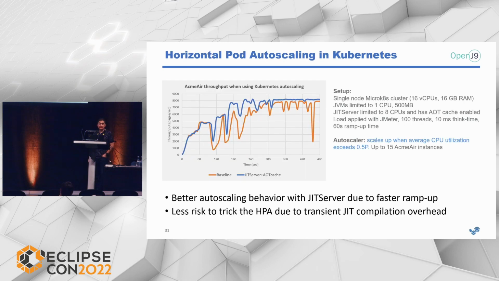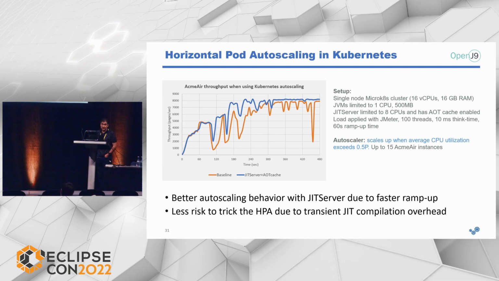Now let's see how JITServer can improve auto-scaling. You probably know that Kubernetes has a horizontal pod autoscaler mechanism. It measures a certain metric, typically the CPU utilization. When that metric exceeds a certain threshold, it's going to trigger new pods into the system in order to take on the load. Now, I configured the autoscaler here to launch new pods when the average CPU utilization per pod exceeds 0.5 CPUs. The pods are otherwise limited to 1 vCPU.